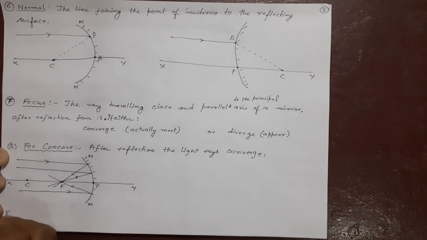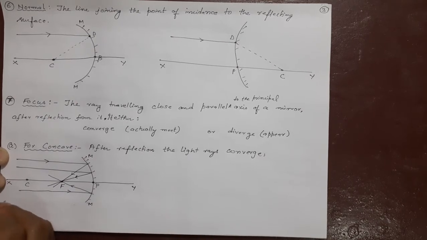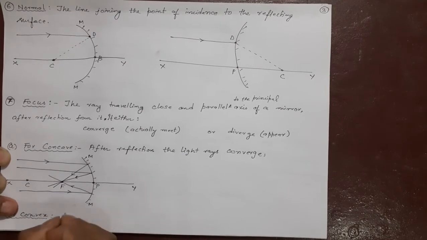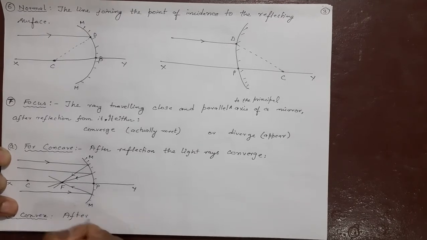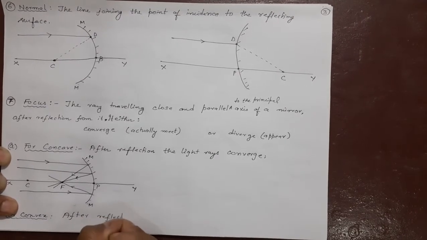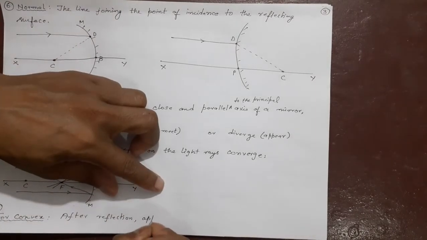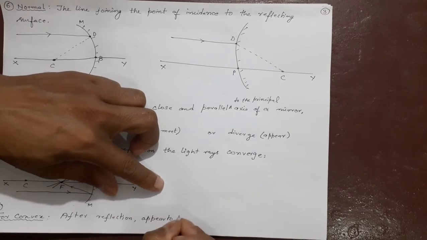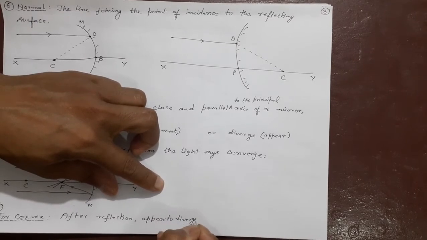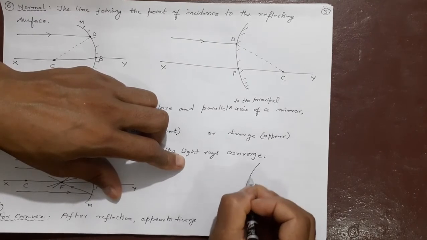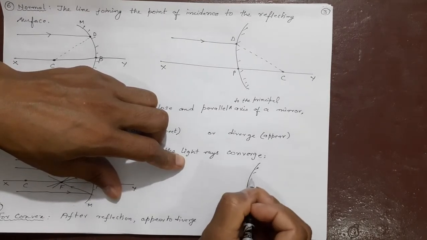For convex, after reflection, what is happening? The rays appear to diverge. What is appear to diverge? You will understand in this diagram. Let me show. This is the convex mirror.